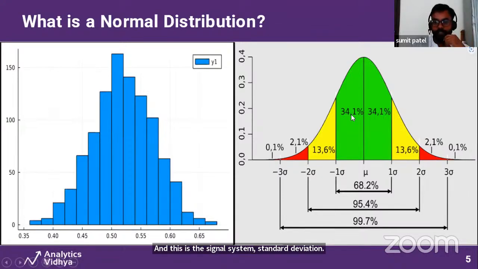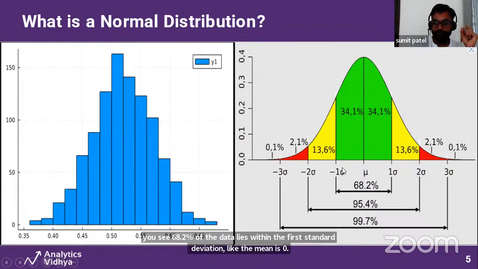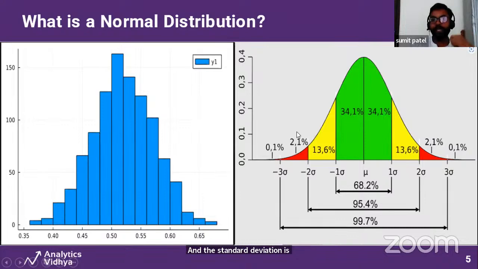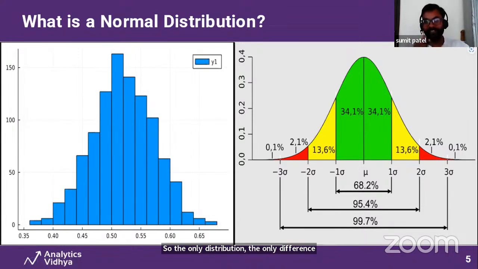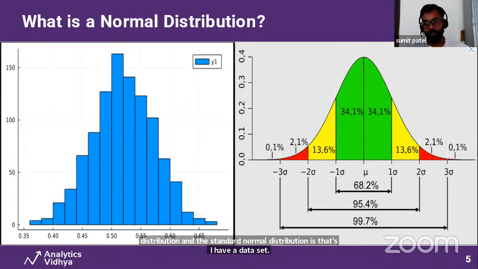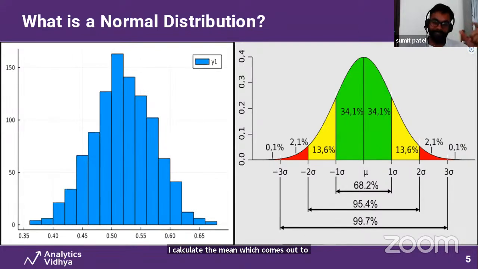So if you see, 68.2% of the data lies within the first standard deviation. Now, if the mean is 0 and the standard deviation is 1, it becomes a standard normal distribution. So the only difference between a normal distribution and a standard normal distribution is, let's say I have a data set, I calculate the mean, which comes out to, let's say, 10, and the standard deviation comes out to be 2.